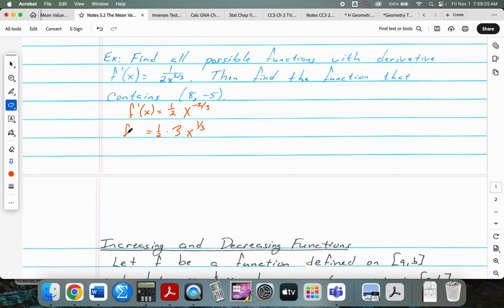So this is going to be my f of x plus some constant. And then I'd probably clean that up, make it 3/2 x to the 1/3 plus c. And one of the great things about this is once you have found an antiderivative, you can always check your answer by taking the derivative.